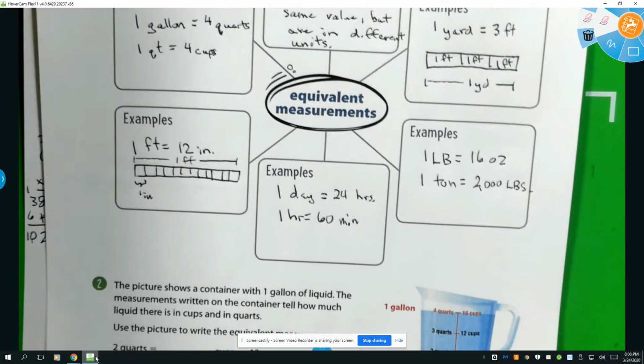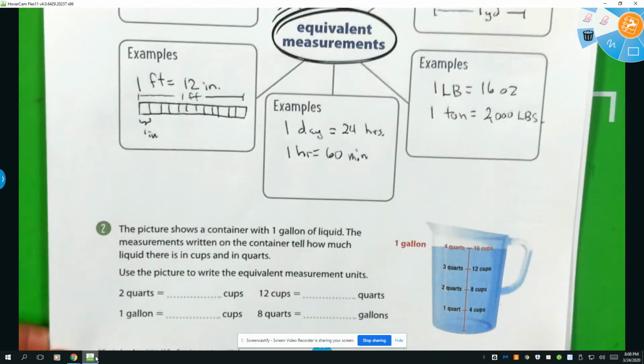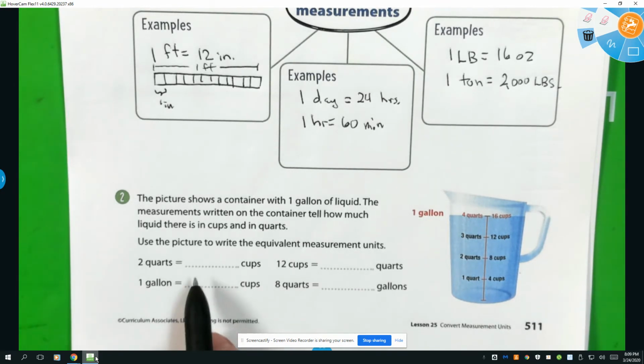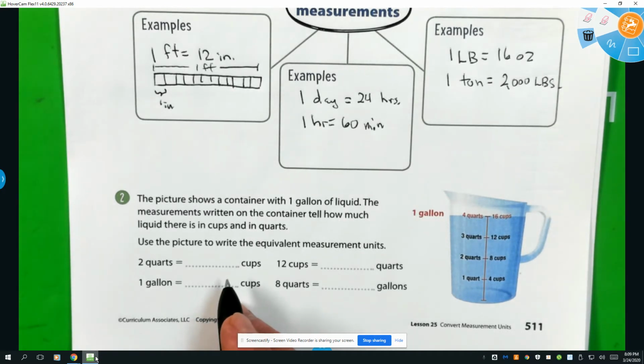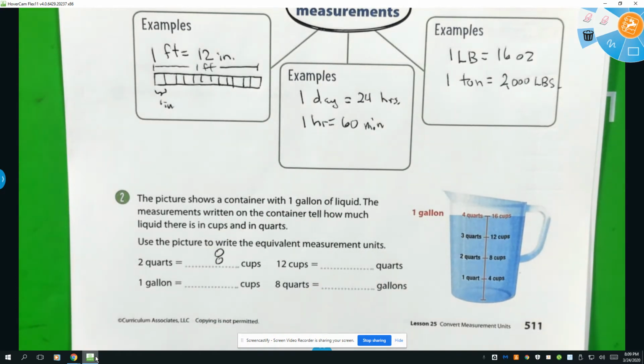Okay, now let's remember, pause as we go. Now let's see if you guys can figure this out on your own. Take about 30 seconds. I'm going to have you turn your quarts into cups. Okay, 2 quarts equals, think about what 1 quart is. 1 quart's 4 cups, so 2 quarts would be 8 cups.